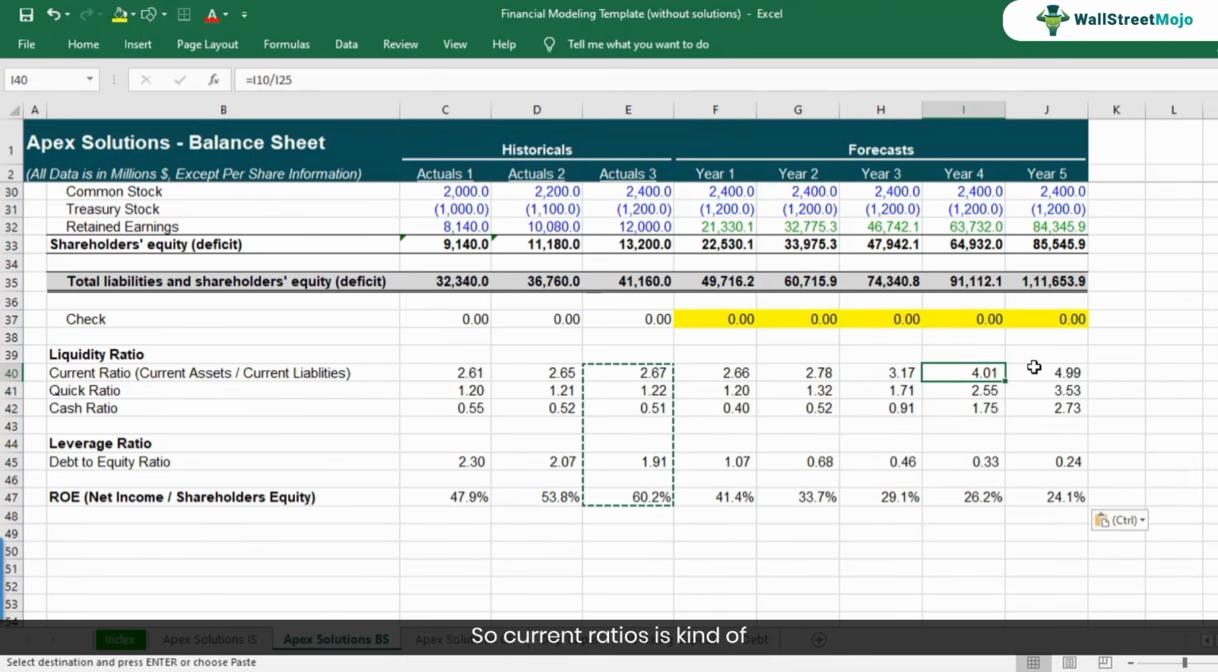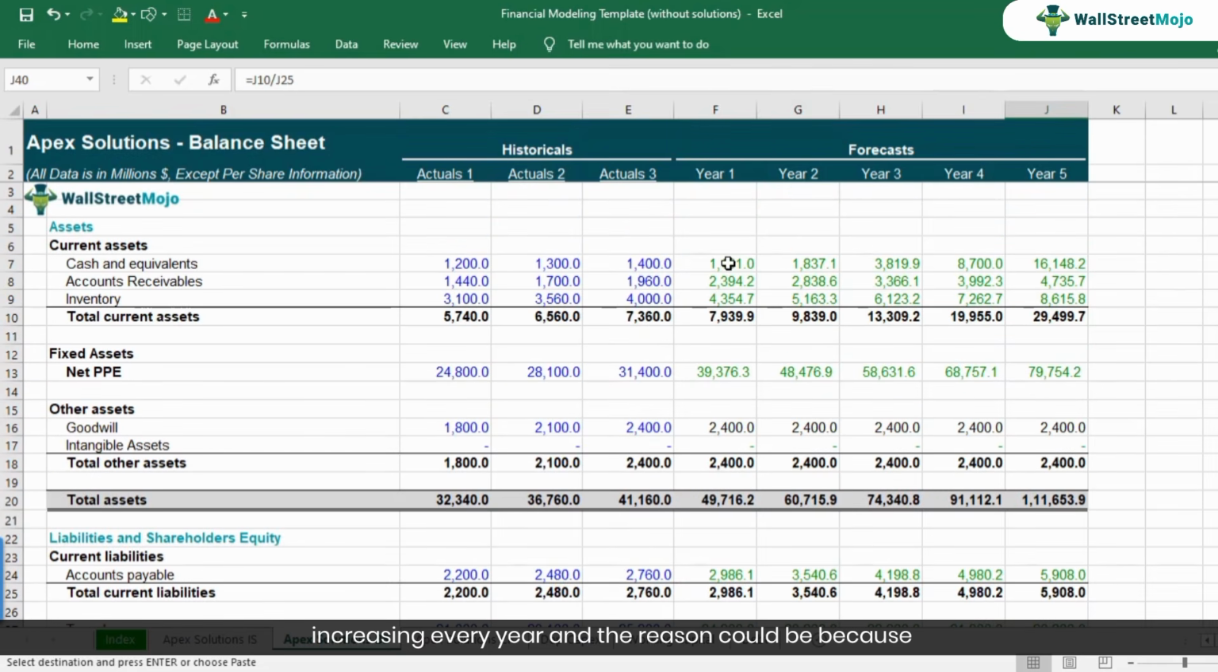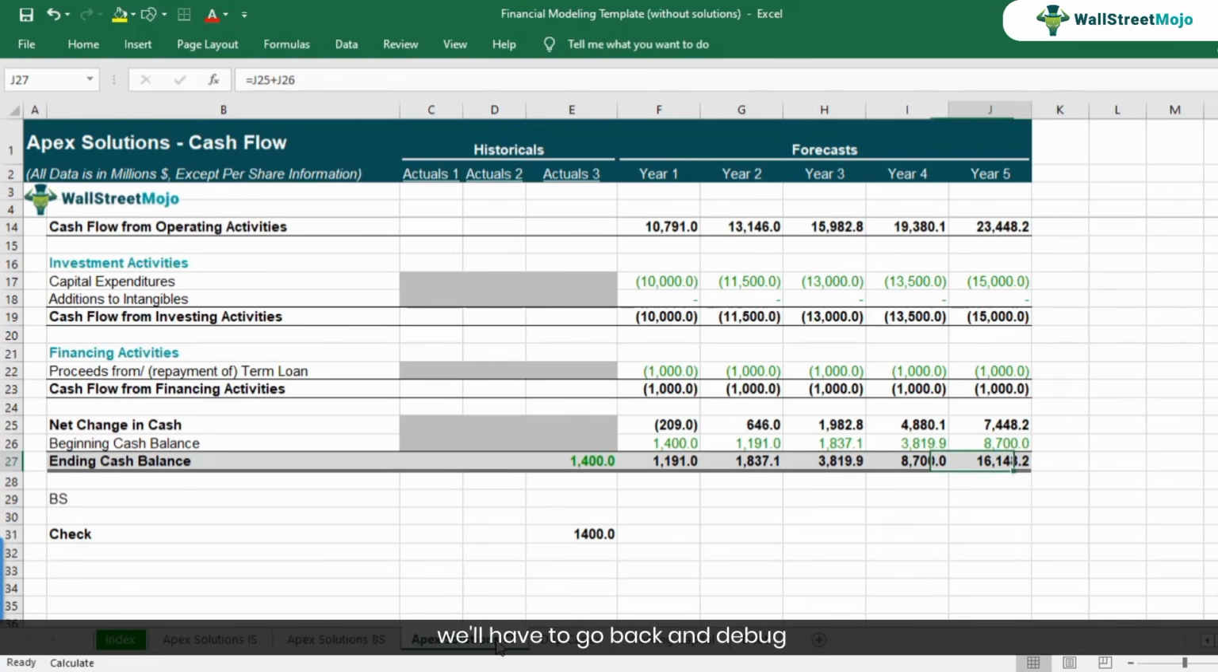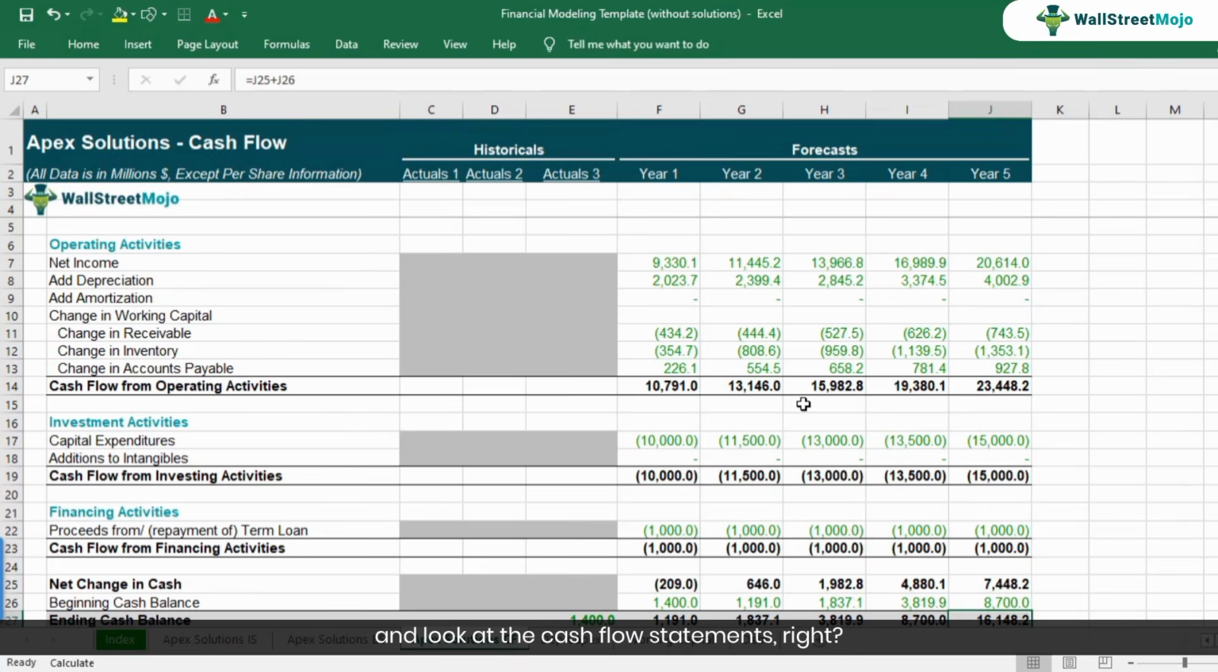So the current ratio is increasing every year, and the reason could be that your cash is increasing at a much faster pace. Now, to understand why cash is increasing at a faster pace, we'll have to go back and debug and look at the cash flow statements, right?